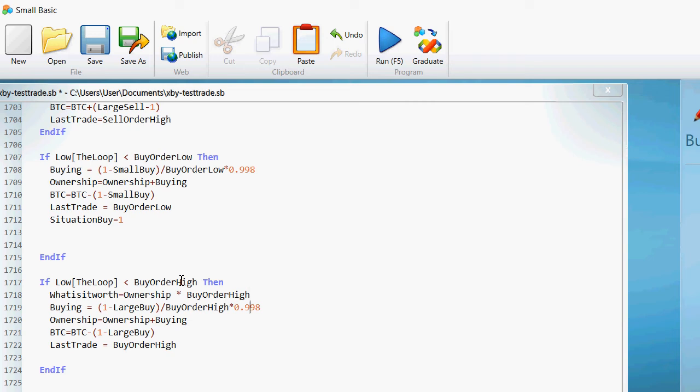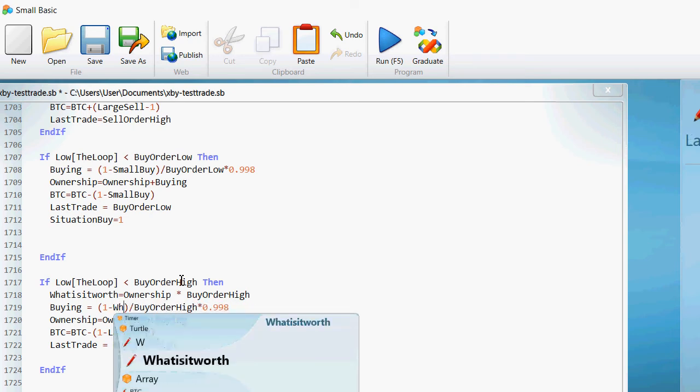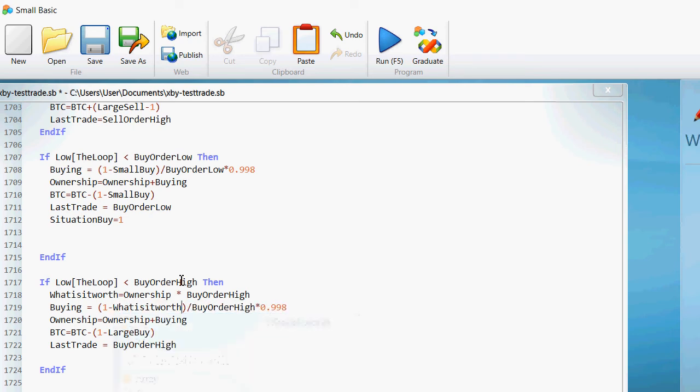So buying is equal to 1 minus what it is worth, divided by buy order high, multiply 0.998. That looks fine. Ownership equals ownership plus buying, so that means I'm buying my coins. Bitcoin is equal to 1 minus, no, it's not equal to that.